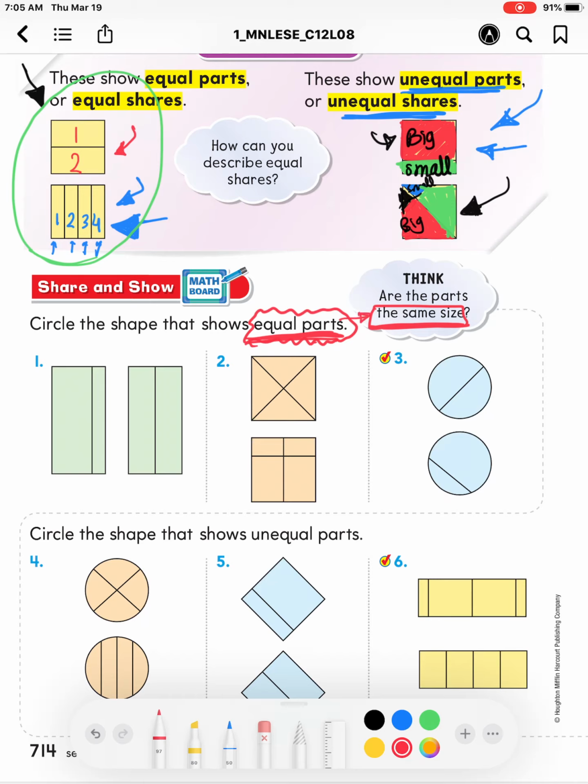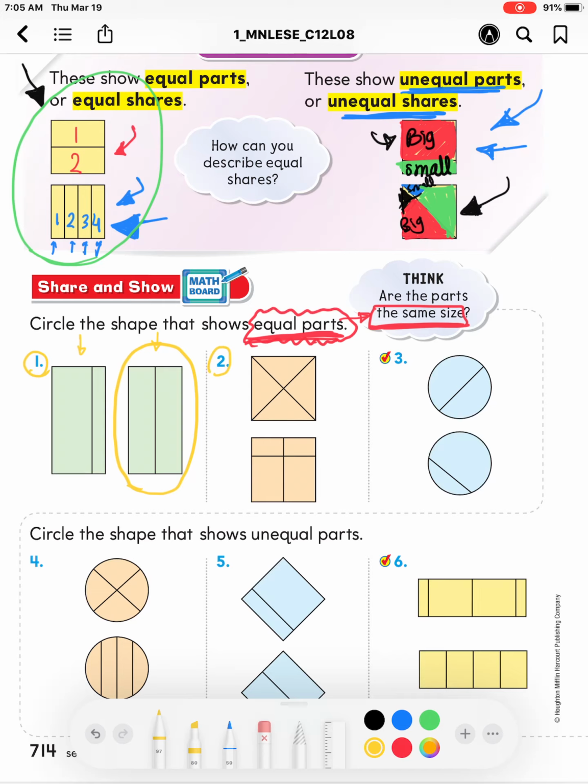Now let's see and circle together. In the first question, question number 1. Which one is of equal parts? Which shape shows equal parts? This one or this one? Amazing, excellent. Of course, this one.